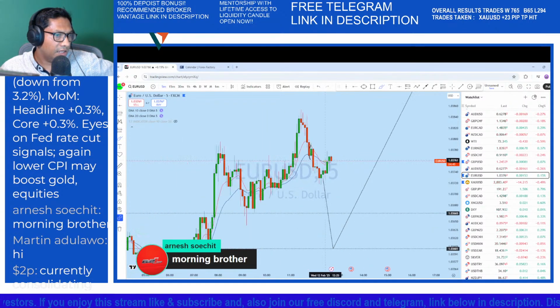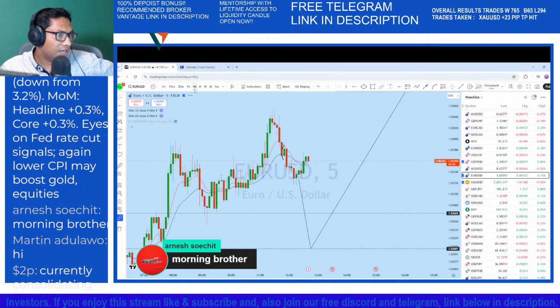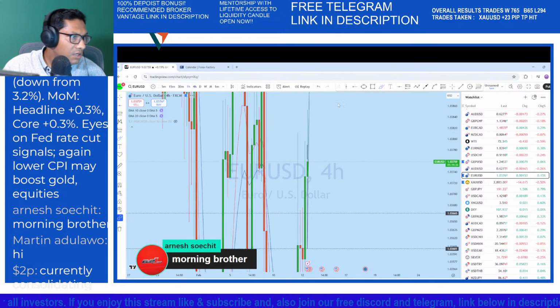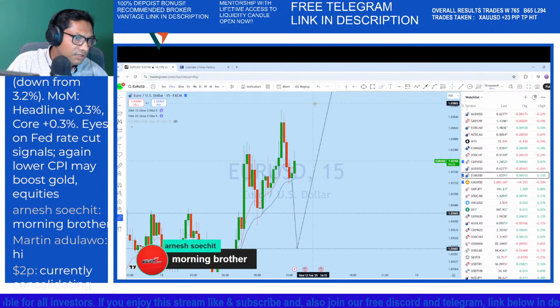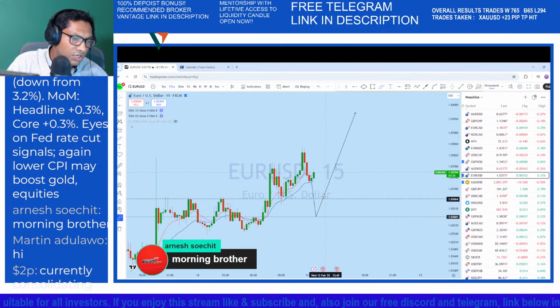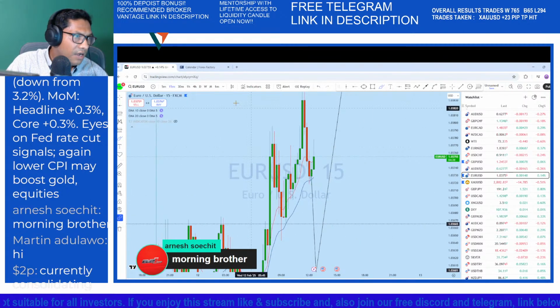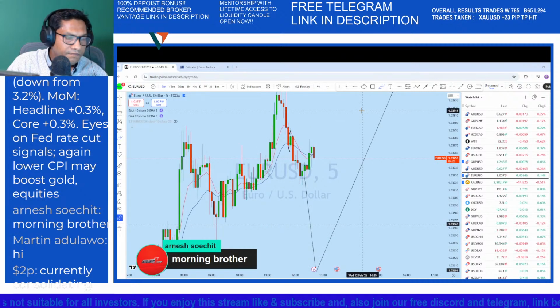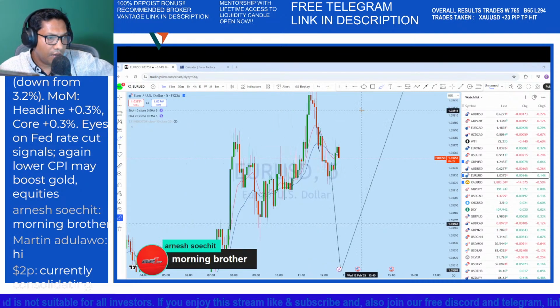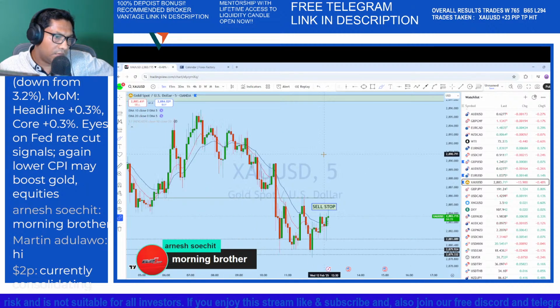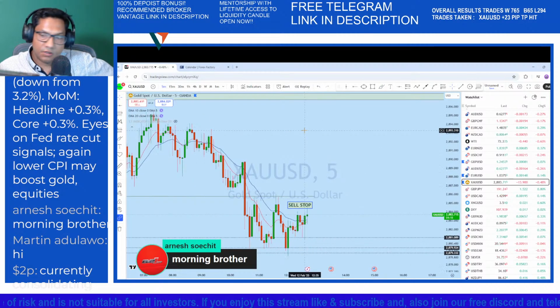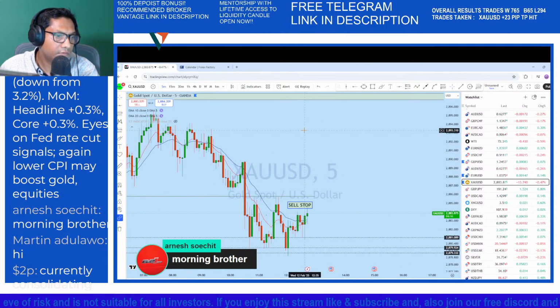EURUSD, in this area, we have seen that local bounce, and with the local bounce, what we can see, the market is potentially moving back up to create a new higher high. And let's look at that.